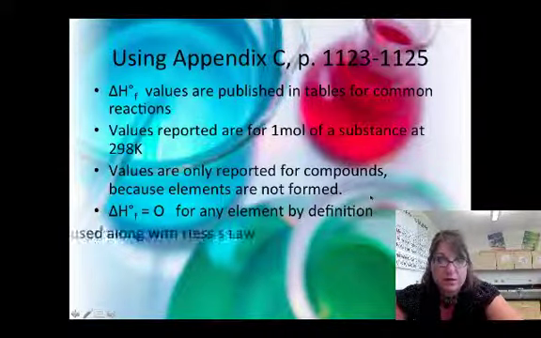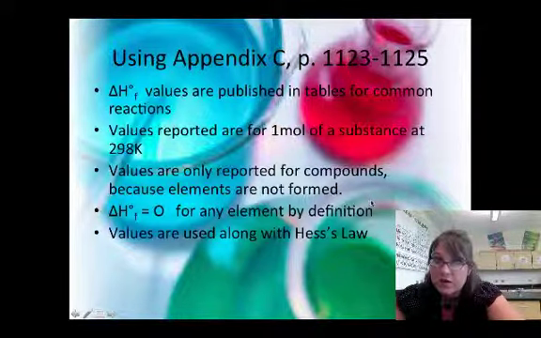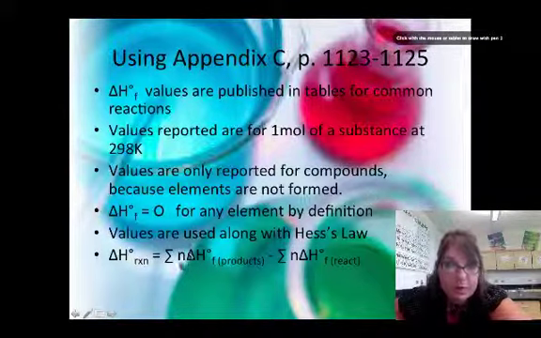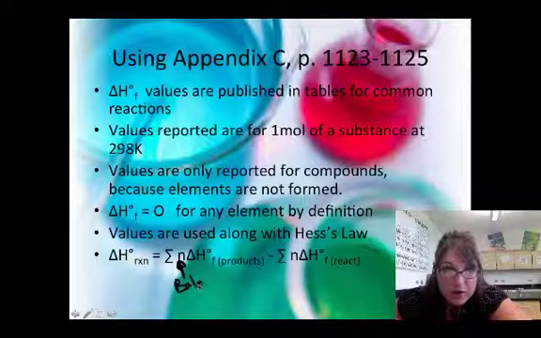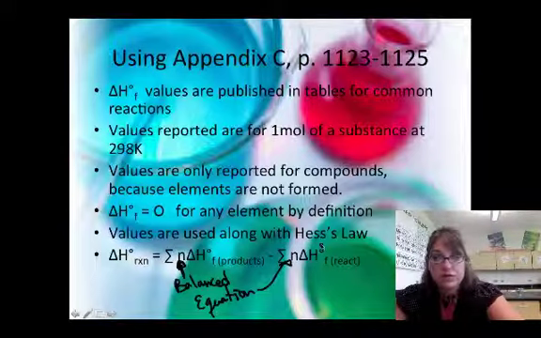And then for any element, we always assign it a value of 0, right? Because we don't form them. And then the values for the elements and compounds get to be used along with Hess's law to determine things that we don't know yet. And here's how that looks. We take the sum of the products times the moles from your balanced equation minus the sum of the heat of the reactants. And of course that is also adjusted for moles in your balanced equation. So you've used this law before. Let's make sure you still know how.